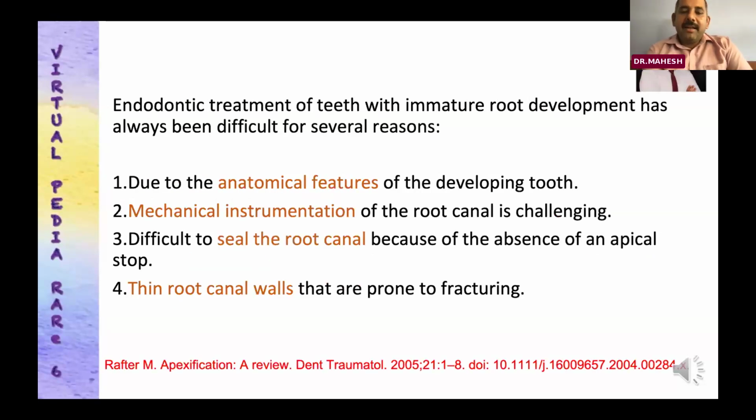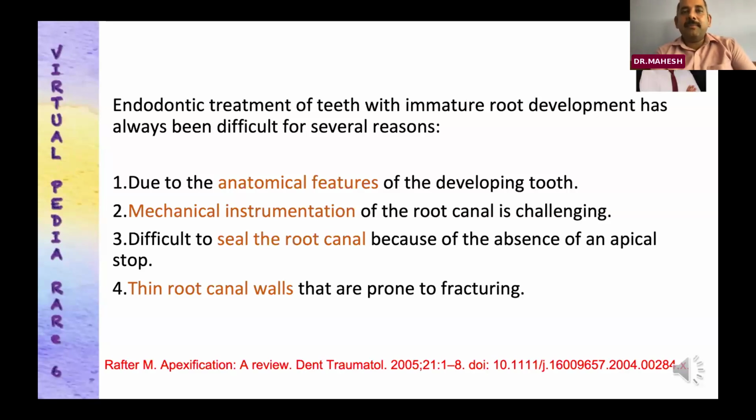So what are the difficulties we can encounter when we see an immature tooth with an incomplete root? There are basically four different difficulties we can encounter when we see an immature tooth which has a necrotic pulp. The anatomy of the tooth is going to be very complex. You will see a very, very short root length. The crown root ratio is not so favorable. The root dentin wall is going to be very thin.